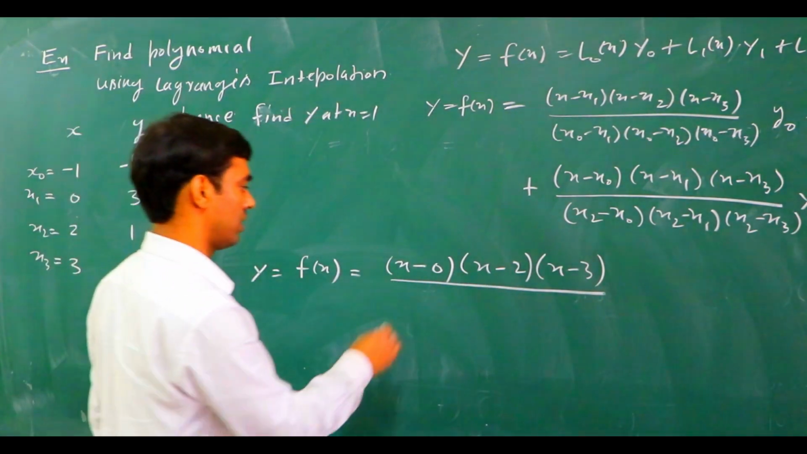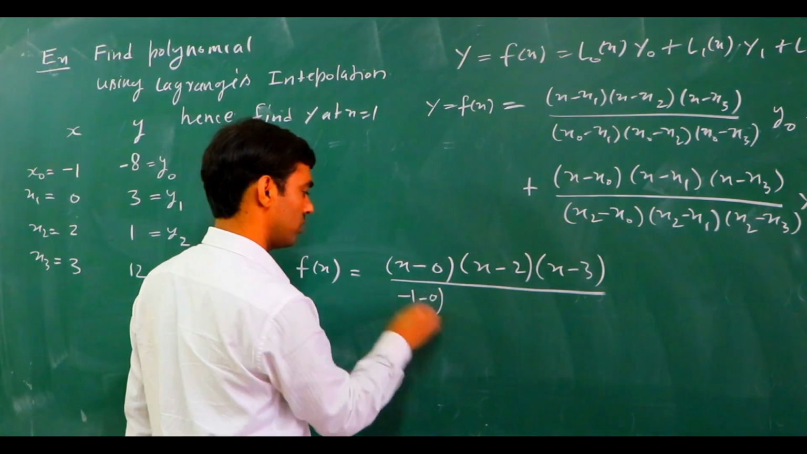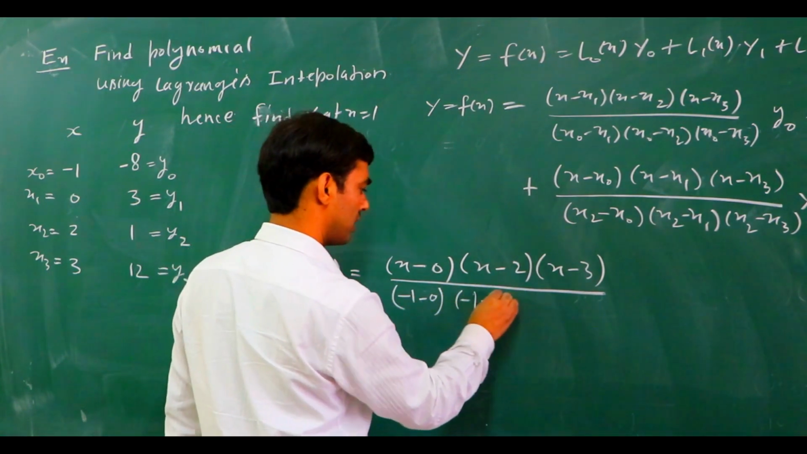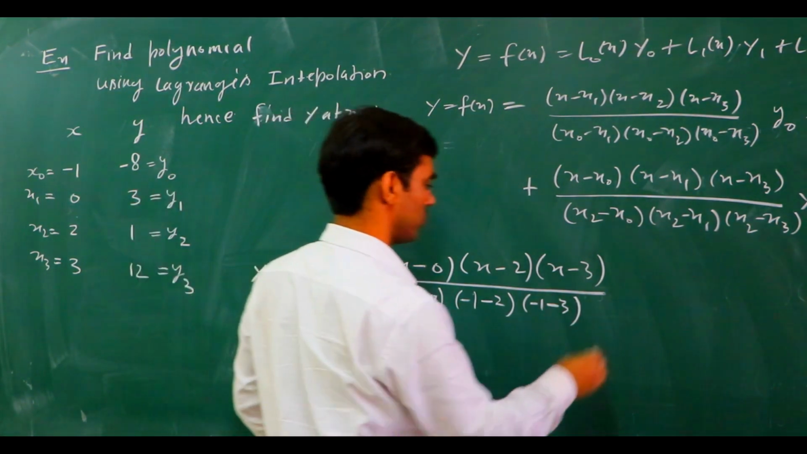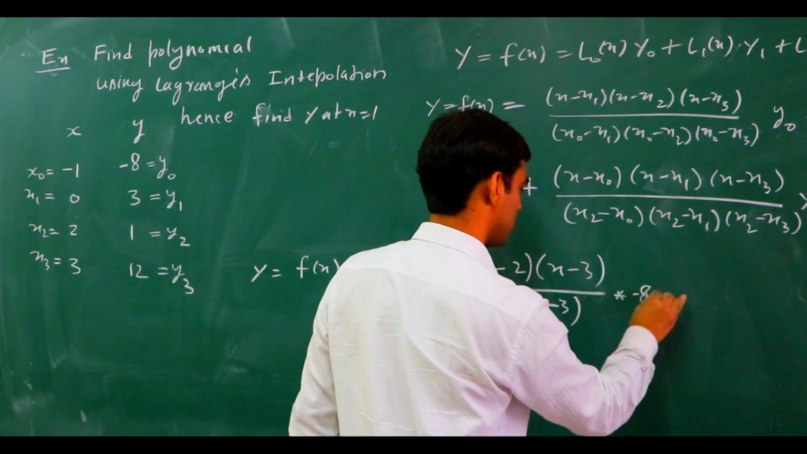x0 is minus 1. So minus 1 minus 0, minus 1 minus 2, minus 1 minus 3. What is the value of y0? y0 is minus 8, multiplied by minus 8.